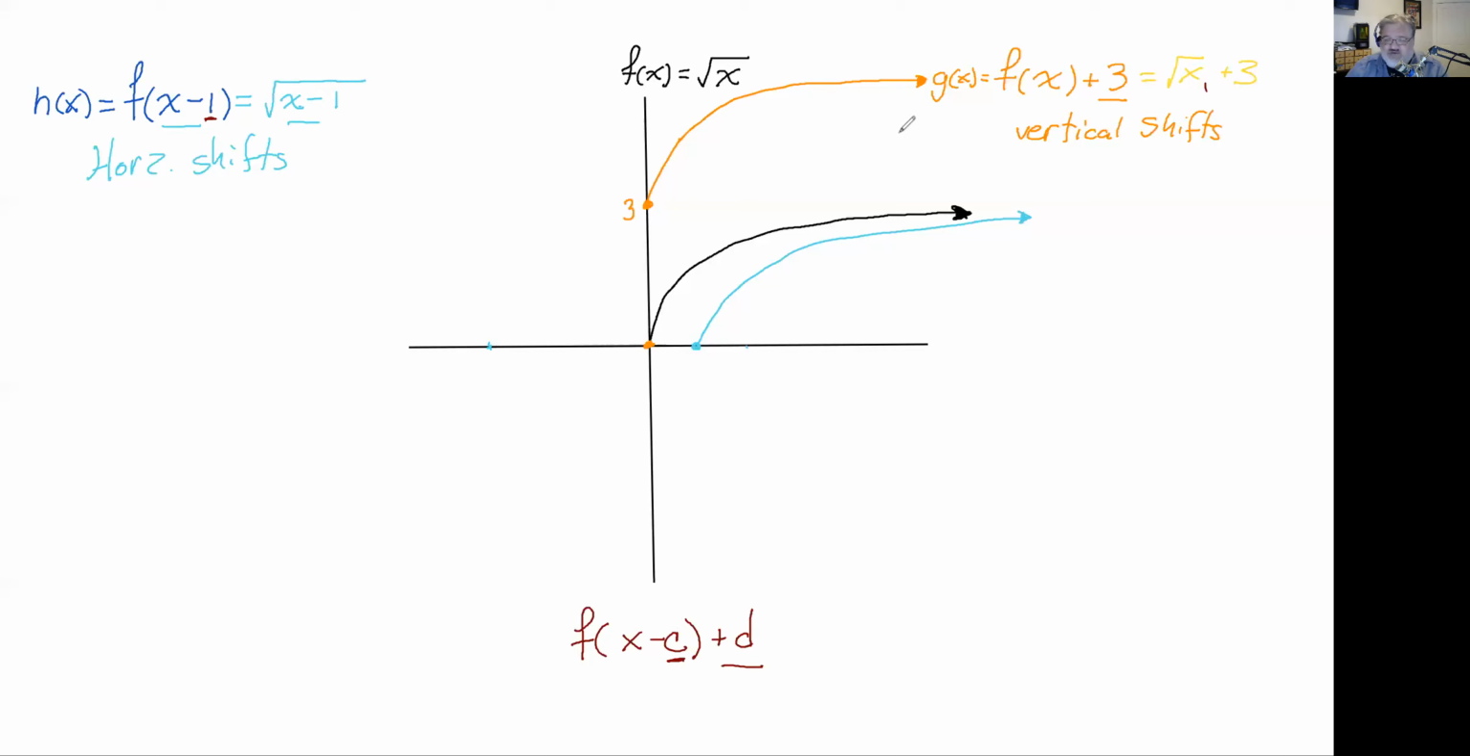But either way, these two shifts are the way we can move a function left and right or up and down without changing its overall shape, without warping or deforming it.